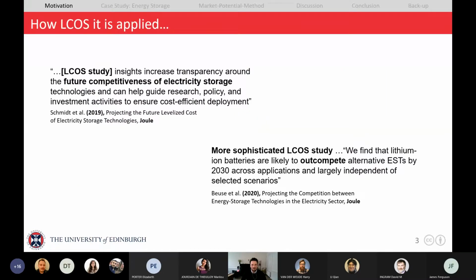What people are arguing about is that there are fantastic studies with the levelized cost approaches. In terms of storage, for example, they say that this type of study gives transparency around future competitiveness of electricity storage, and it helps guide research, policy and investment. So really impactful research, one can think, right? There's also some more sophisticated analysis, and they say that one storage can outcompete the other because of some special levelized cost figures. And that's not in low journals, it's in impactful journals where this is published.